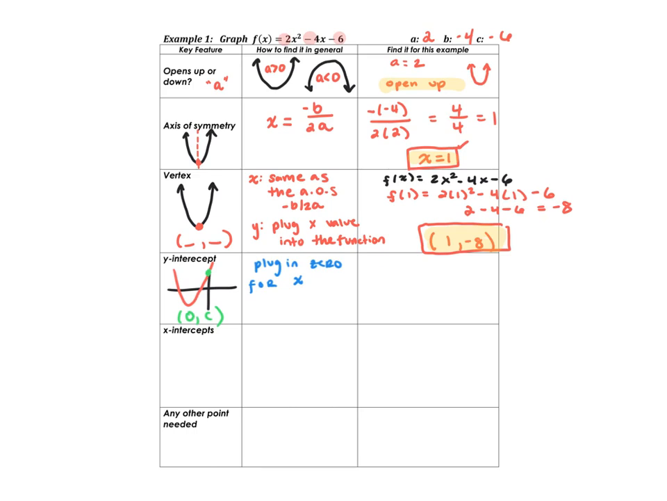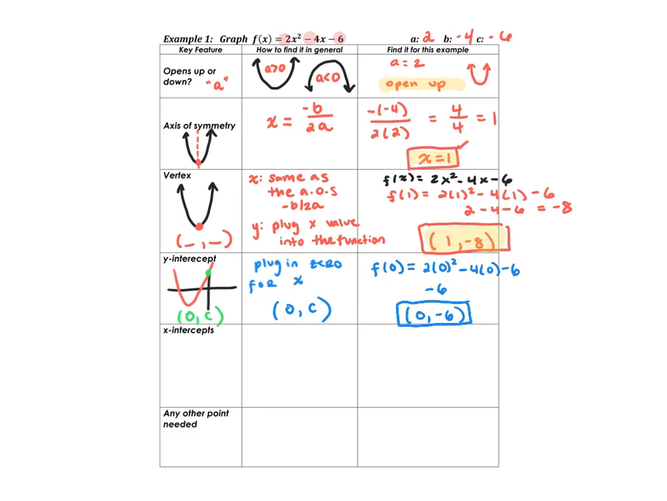So for this one, if I make my input 0, it'll be 2 times 0 squared minus 4 times 0 minus 6, and I end up just with negative 6. But your y-intercept is a coordinate, so it's the point 0, negative 6. So in general, if you're thinking of your quadratic graph as ax squared plus bx plus c, it's always going to be 0, c. So that gives you a little quick way to get there.